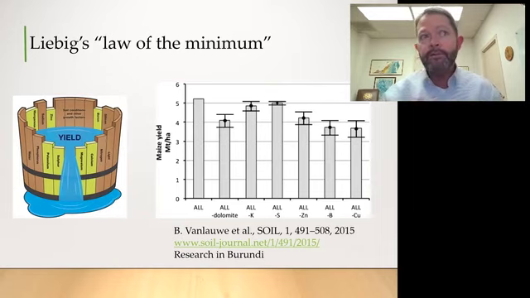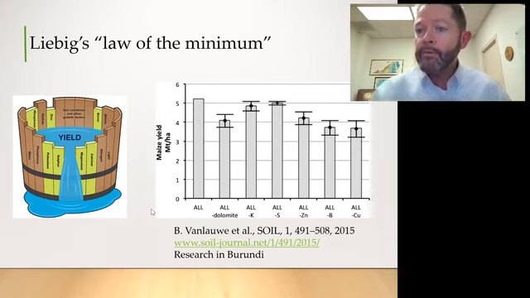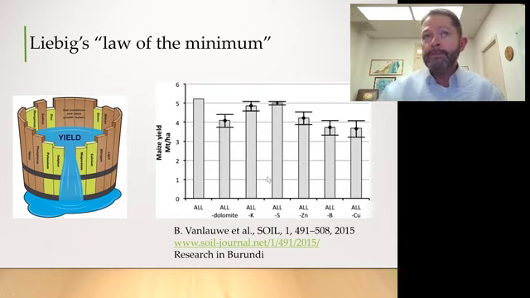And in this case, it's the stave or the boards in the barrel, and the shortest one is the one that determines how much water that barrel can hold. And that's a good way to think of nutrients as well as other factors such as sunlight that can influence plant growth. Now, on the right is a graph that comes from research in Burundi, and I think it is an interesting illustration of this same concept.